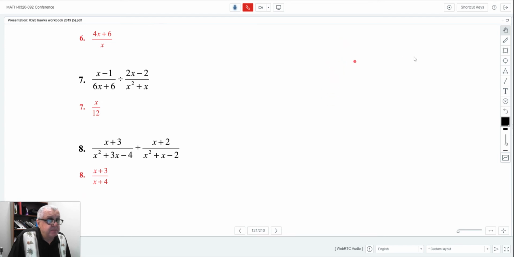Okay, problem 7. Don't forget, when you divide fractions, you leave the first fraction alone.